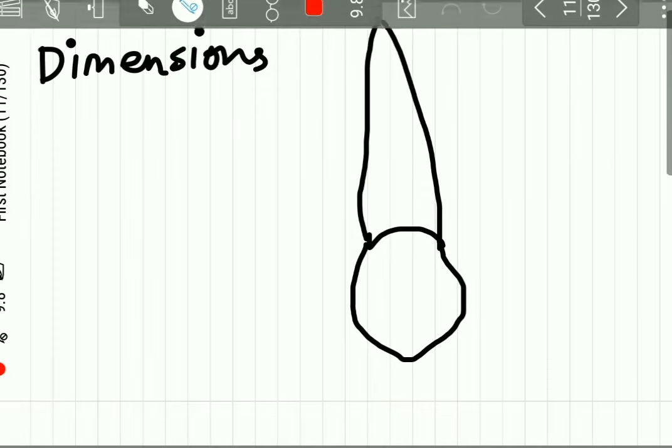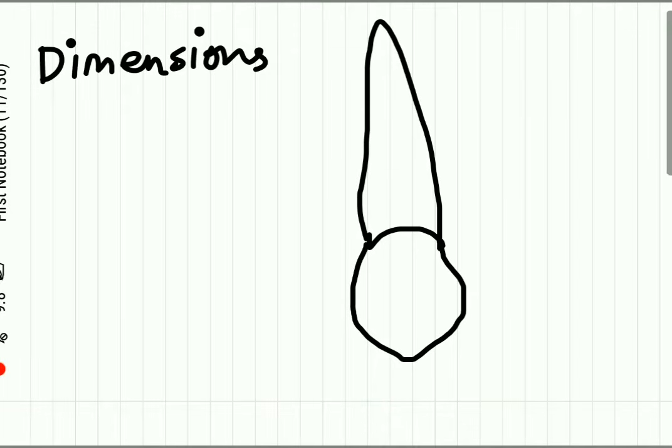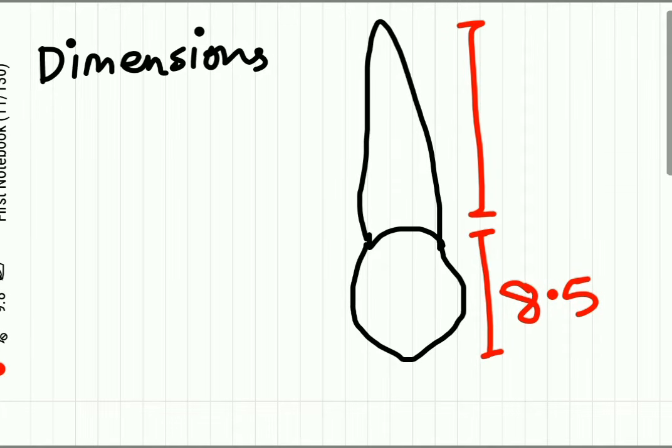Now coming to the dimensions of the maxillary first premolar, the cervicoincisal length of the crown is 8.5 mm. The length of the root is 14 mm. The mesiodistal diameter of the crown is 7 mm, and at the cervix it is smaller, which is 5 mm.